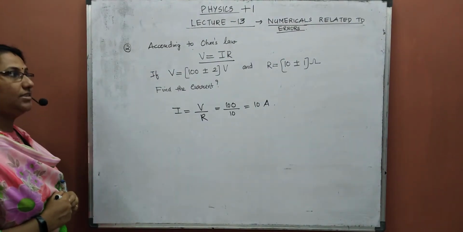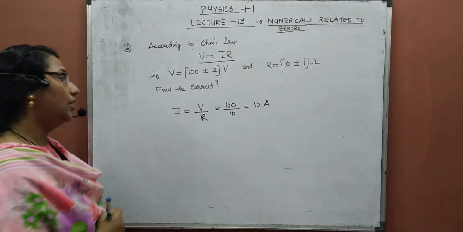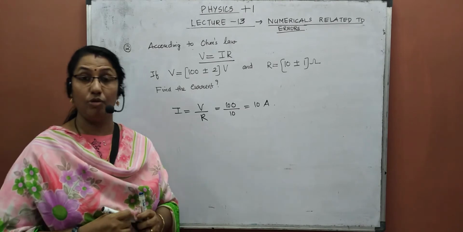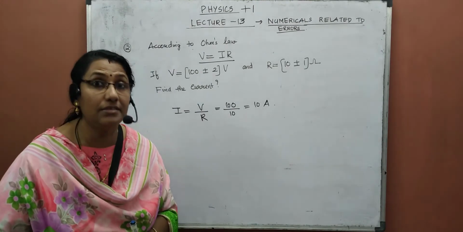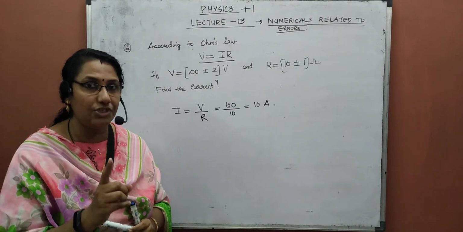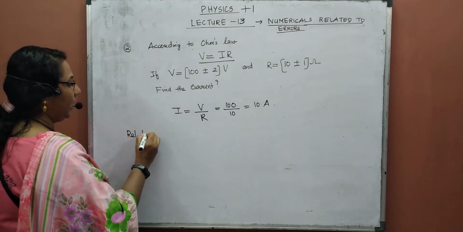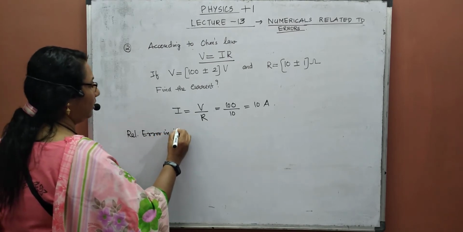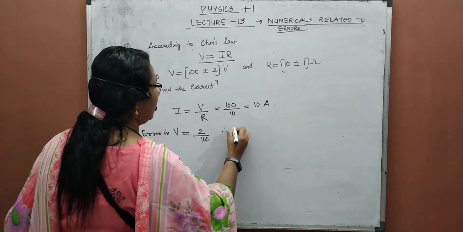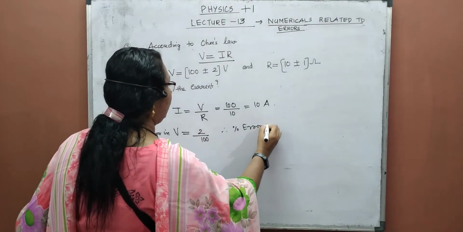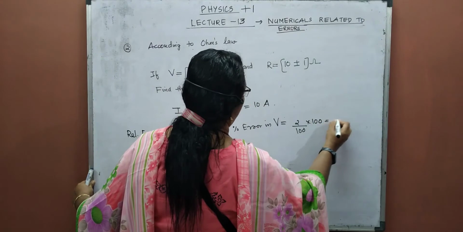But the voltage and resistance are given with their errors. So how to take the current with its error? How to take the errors during division? Yes, here also we have to add the relative errors. During multiplication and division, we have to add the relative errors. Therefore, at first we take the relative error in voltage, which is 2/100. Therefore, the percentage error in voltage is 2/100 into 100, which is equal to 2%.